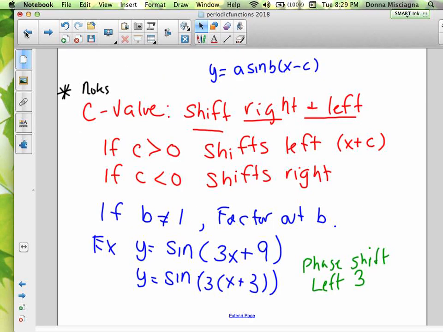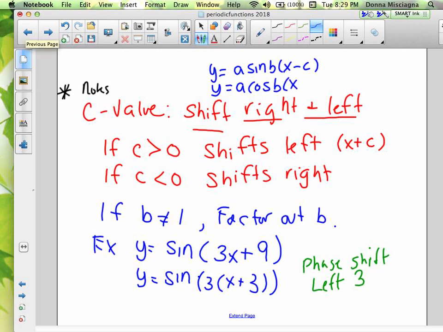So we have an example. This could be y equals a sine(bx minus c), or y equals a cos(bx minus c). Your c value will shift you right and left. It's called a phase shift. If c is greater than 0, it shifts to the left. So if we have x plus c, that means we're shifting to the left. If c is less than 0, in other words we have x minus c, we're shifting to the right. And if b is not 1, factor out b.